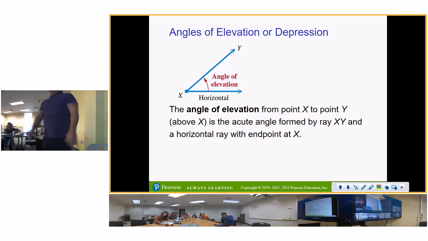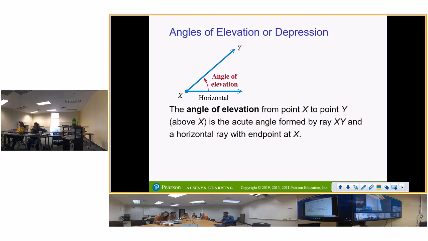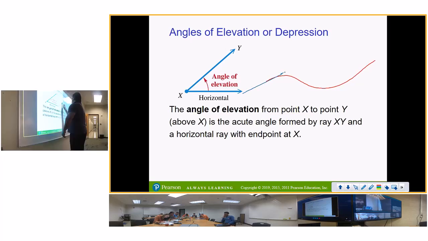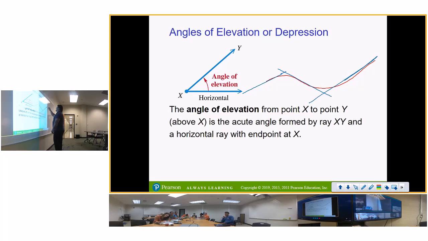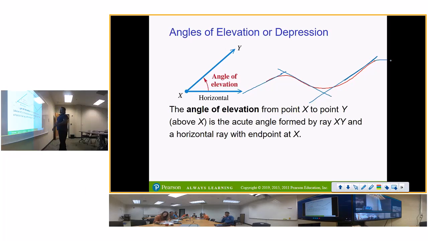If you're staking out a road and you have a hill, and the contour of the hill looks like this, then you have to shoot with your transit, you have to shoot this angle, and then this angle, and then this angle, and then the angle that goes right there, okay? These are called vertical angles because these are not curves, these are hilltops, okay?